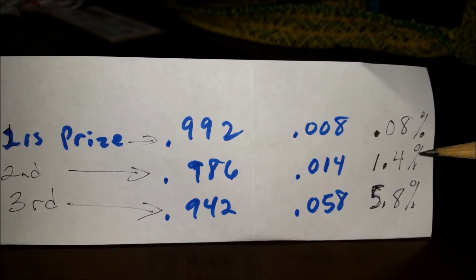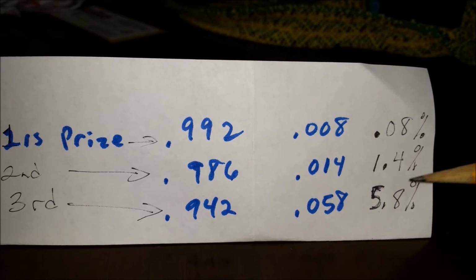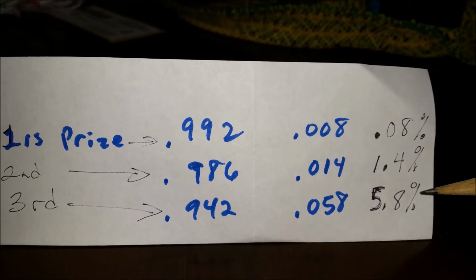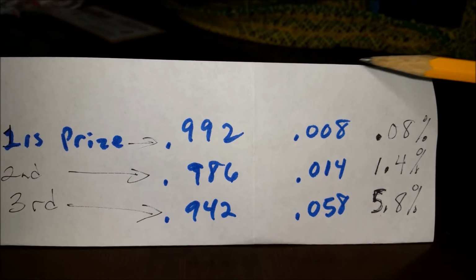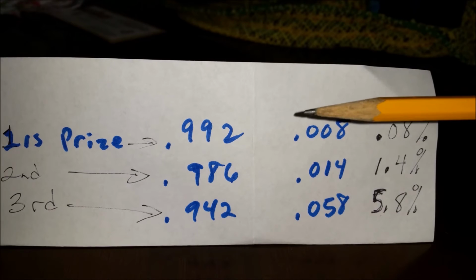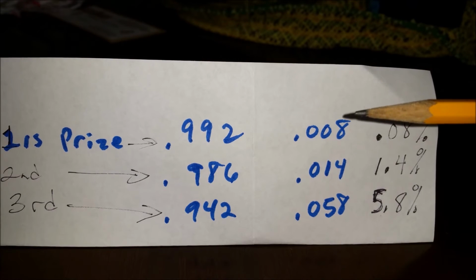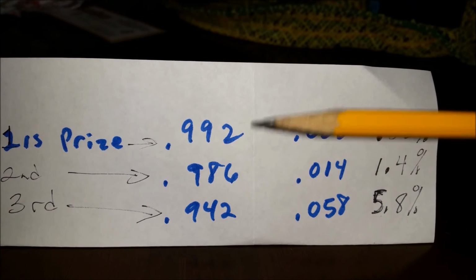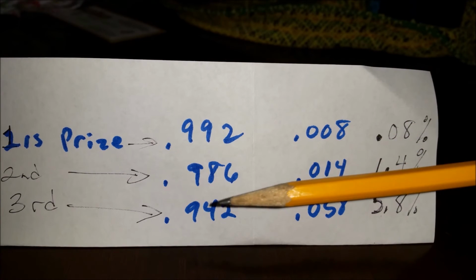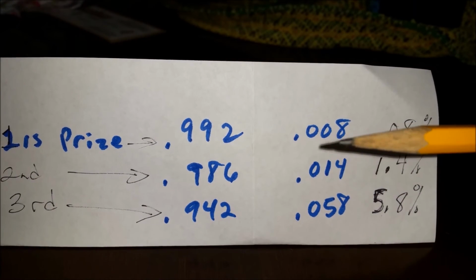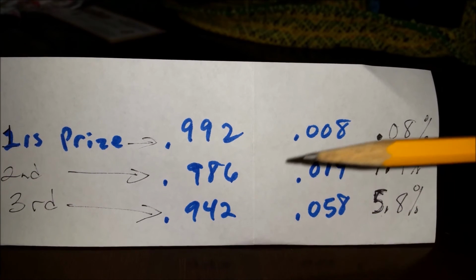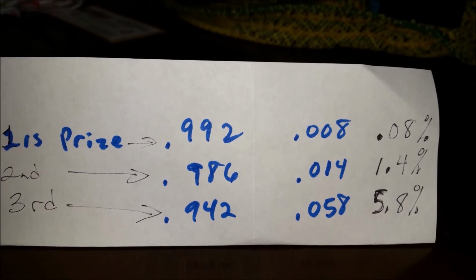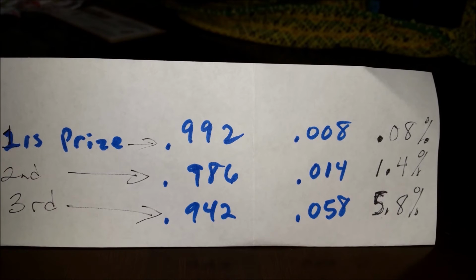1.4% chance of winning the second prize, and about 5.8% chance of winning the third prize, which are dismal, because that means you still have a 99.2% chance of not winning the first prize, and a 98.6% chance of not winning the second prize, and a 94.2% chance of not winning the third prize, which is just $10,000.